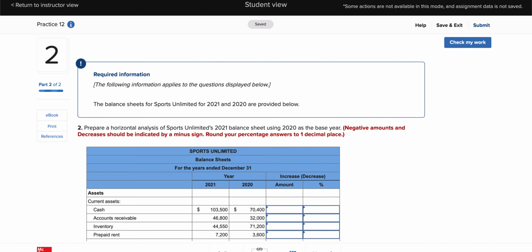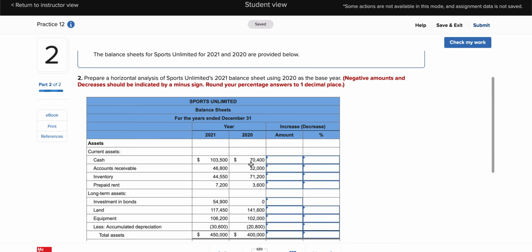Okay, for this one, we are looking at the horizontal analysis. Vertical went up and down. Horizontal, you guessed it, is going to go side to side. So we're dealing with the same information, same 2 years given to us here. What we have to do in this case is take the difference between these two numbers, put that amount here. So from 70,400 to 103,500, there was an increase of $33,100.